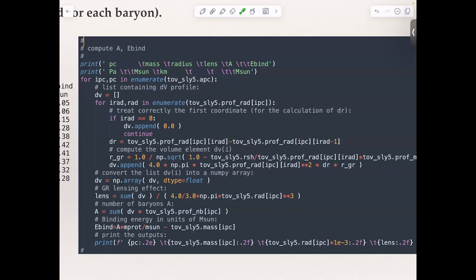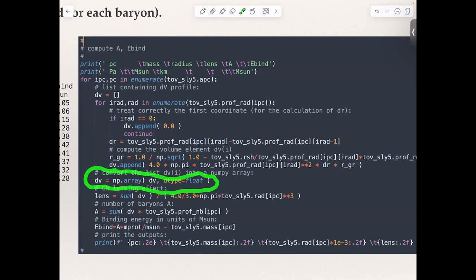Okay, so for the volume element, I redefine the same quantity as what you have done before, the variable that I call RGR, for instance. There is nothing changed there. And now my volume element, I append because a priori, I don't know how many points I will have. And you see, there is a 4 pi here, there is a dr, there is the r square here, and there is a general relativity correction. So from here to here, it is only to define my volume element.